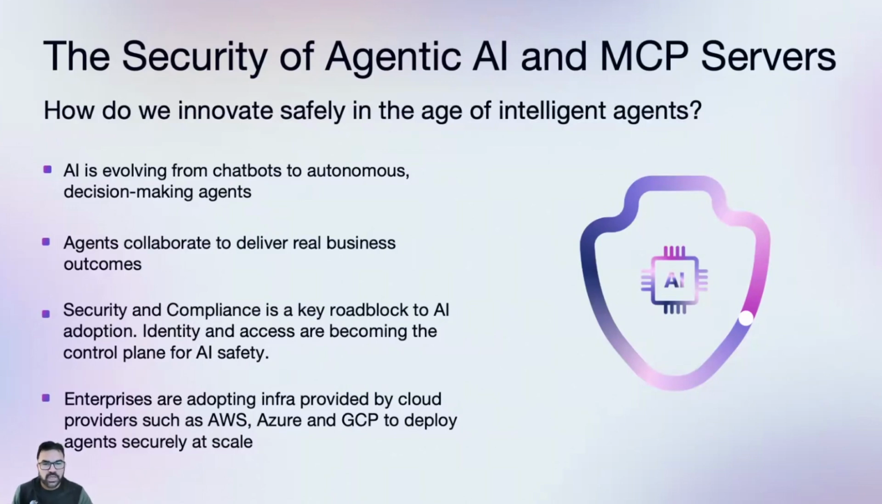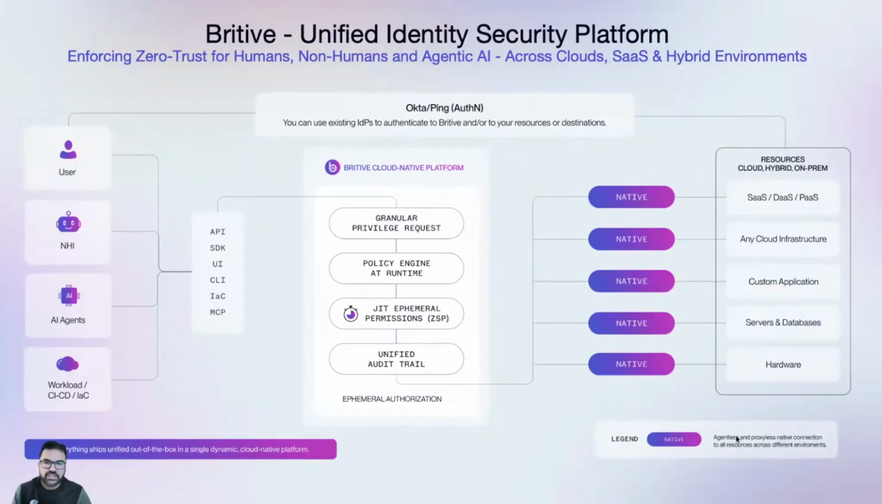To address this, enterprises are leveraging cloud infrastructure from providers like AWS, Azure, and GCP to deploy these agents securely at scale. Now, the question is, how do we allow these AI agents to safely access critical data? That's what we will explore today. So we are using Brightive as the unified identity security platform in this demo. Brightive is designed to enforce zero trust for humans, non-humans, and agentic AI across clouds, SaaS, and hybrid environments.